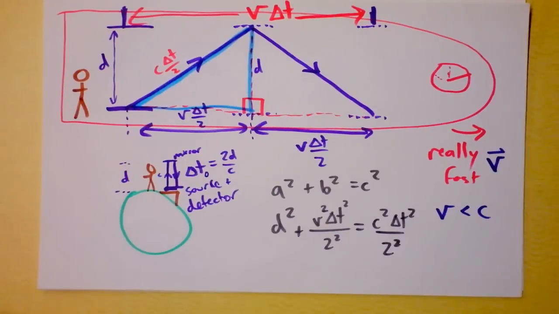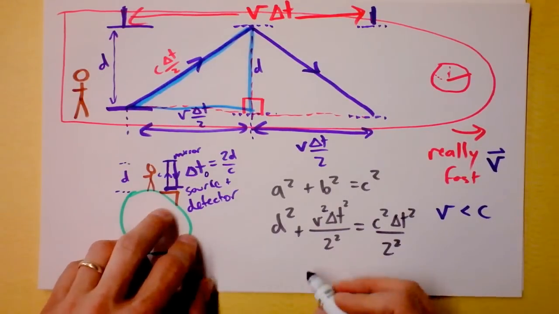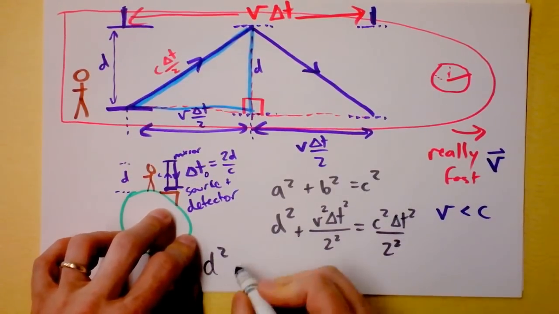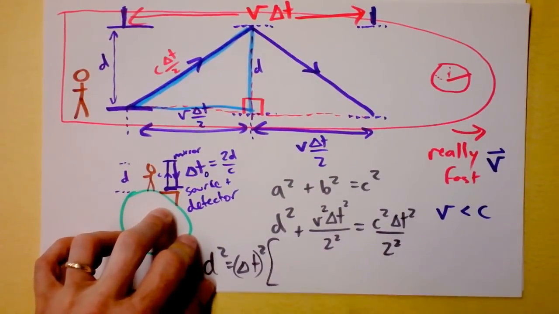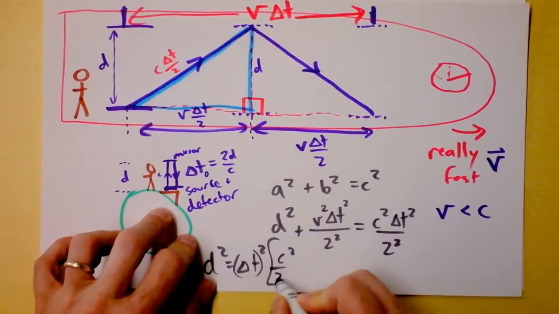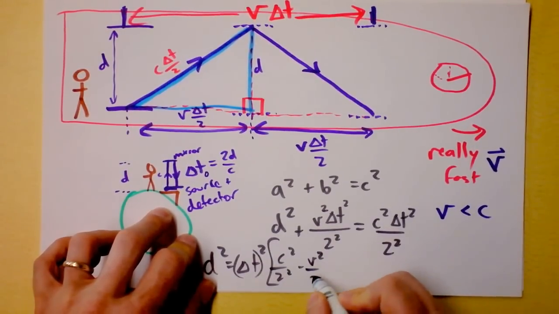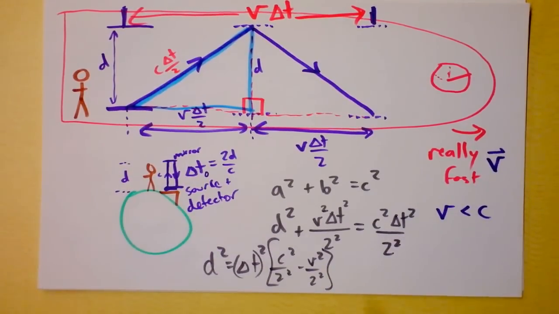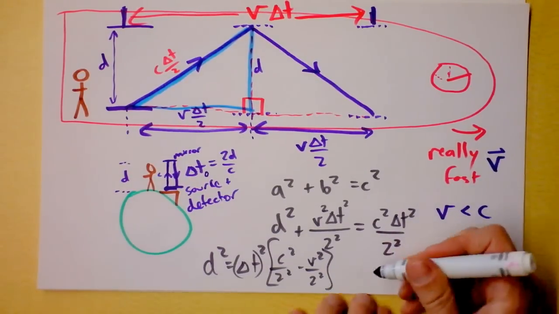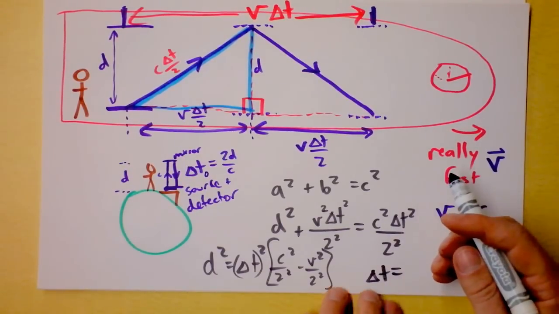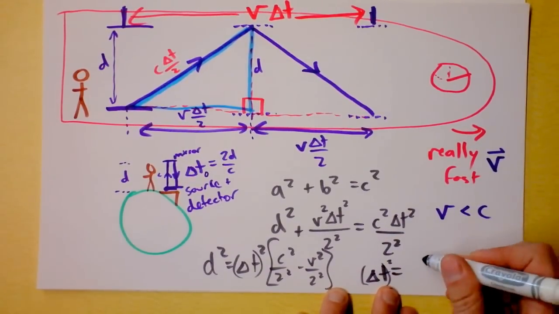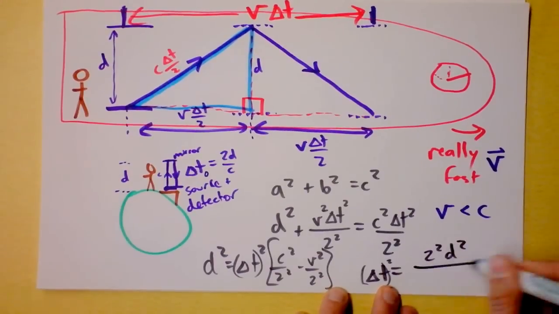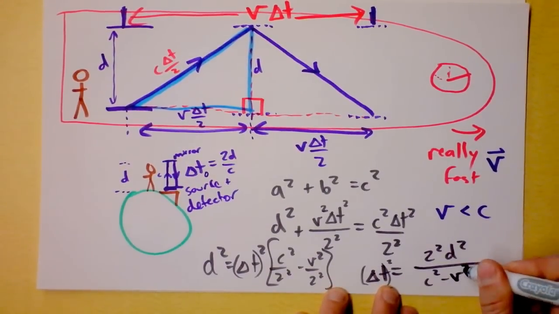Now we have ourselves a little bit of algebra to do. I want to solve this for delta t. Are you ready? Factor out a delta t, do a little bit of subtraction: d squared equals delta t squared times, what are we going to do, some factoring? It's going to be c squared over 2 squared minus v squared over 2 squared. And then I can put the 2 squared up top and get myself a nice equation for delta t. I'm going to leave it as delta t squared so we can do the final step on the next page. Delta t squared is 2 squared times d squared over c squared minus v squared.